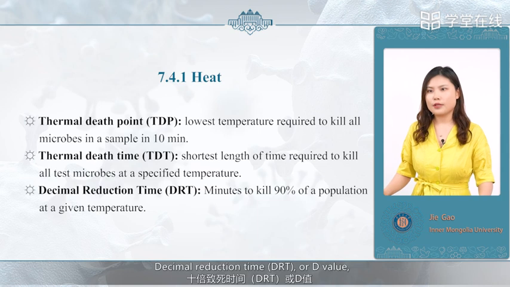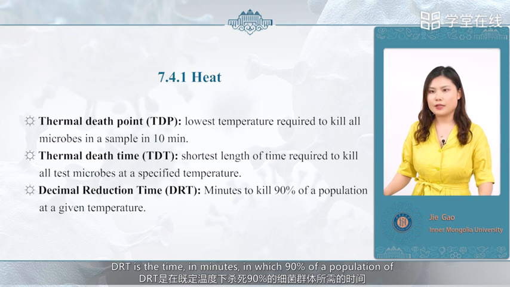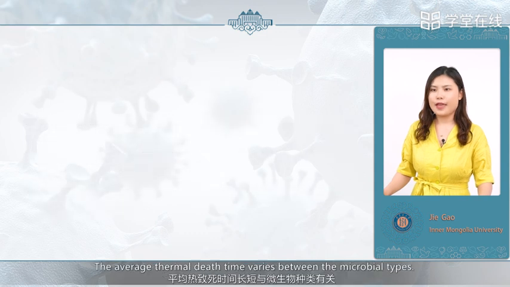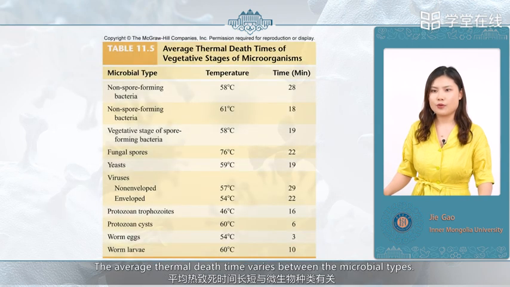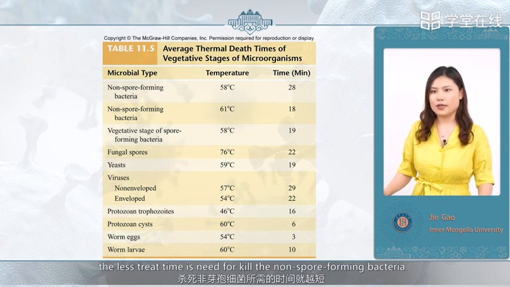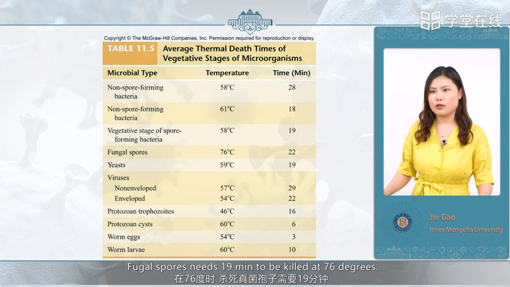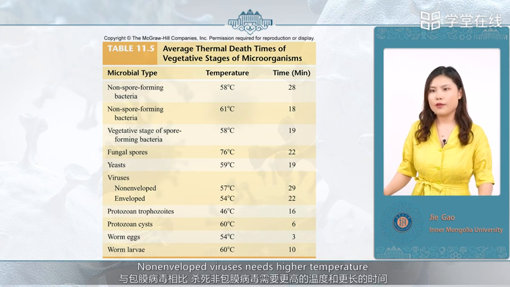of bacteria. Decimal reduction time, DRT or D-value, is the third concept related to bacterial heat resistance. DRT is a time, in minutes, in which 90% of a population of bacteria at a given temperature will be killed. The average thermal death time varies between the microbial types. For example, the higher the temperature, the less time is needed to kill non-spore-forming bacteria. Fungi spores need 90 minutes to be killed at 76 degrees. Non-enveloped viruses need higher temperature and longer length of time than enveloped viruses.